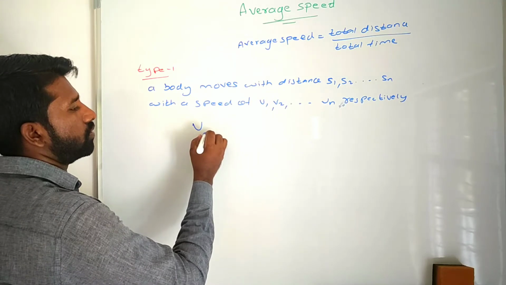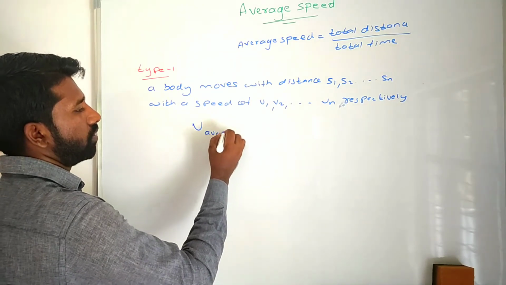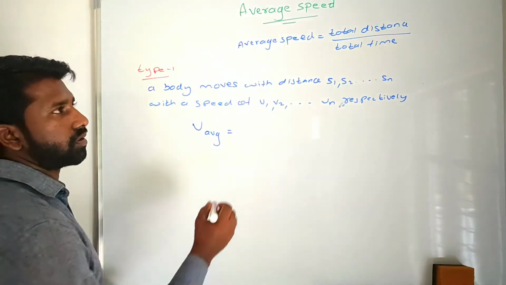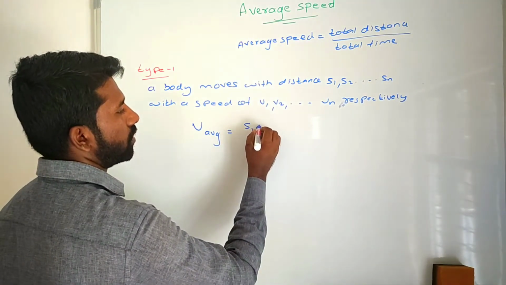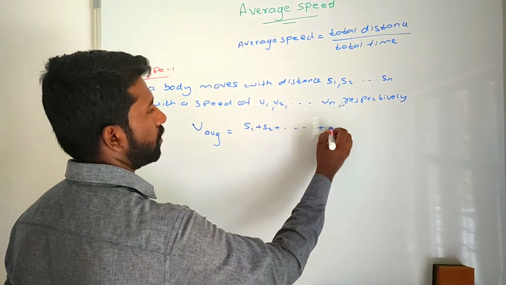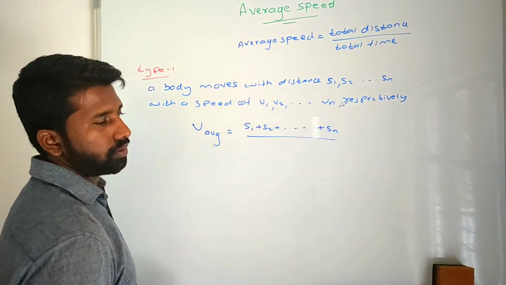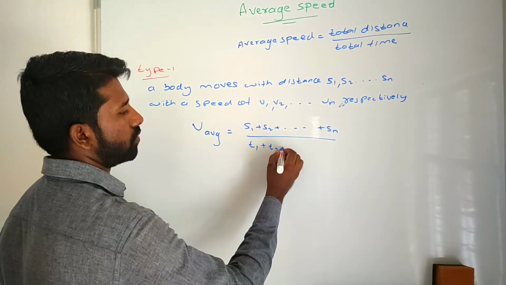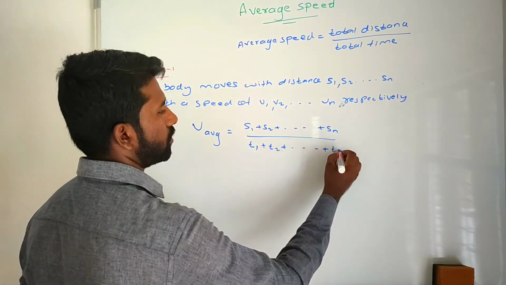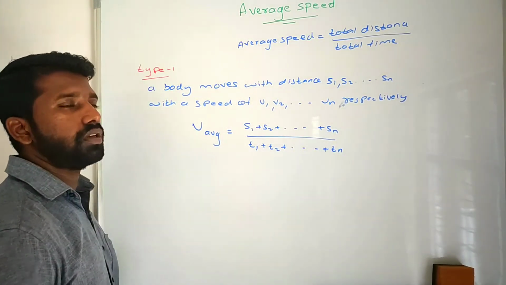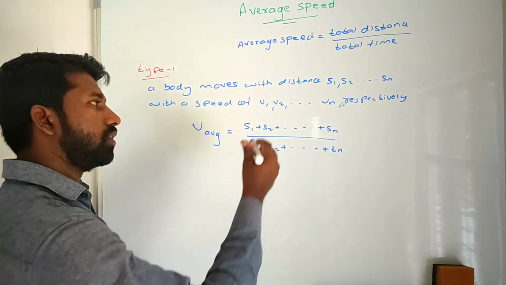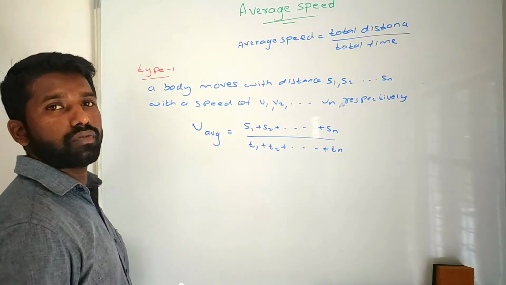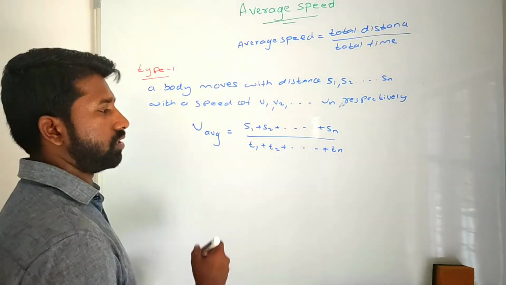Average speed, V average, is equal to total distance divided by total time. What is the total distance? S1 plus S2 plus up to Sn. What is the total time? The time for the S1 distance, T1, plus T2 up to Tn. The T1, T2, Tn values are not given, but V1, V2, Vn are given. By using that, we can find T1, T2 and Tn.